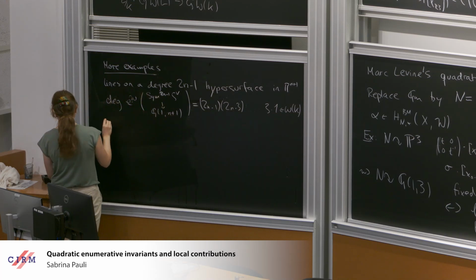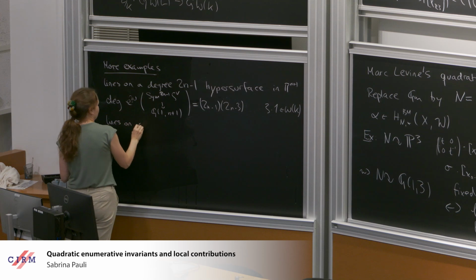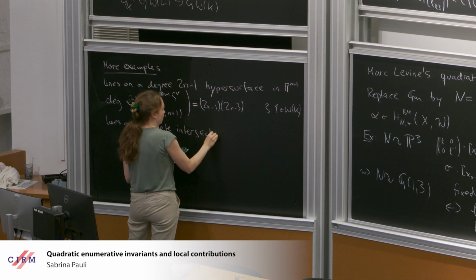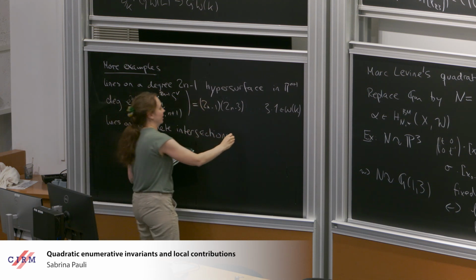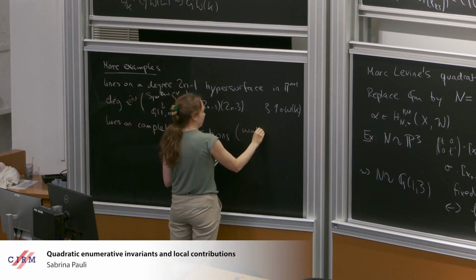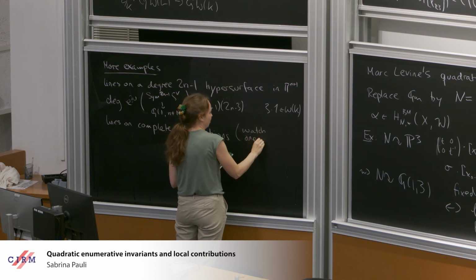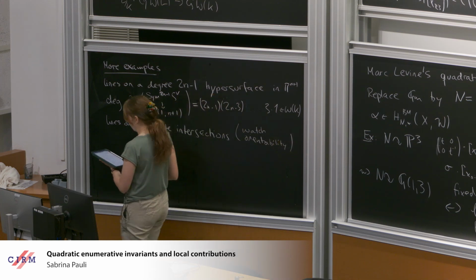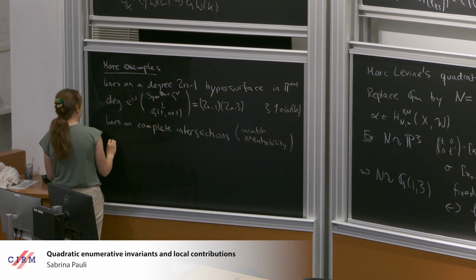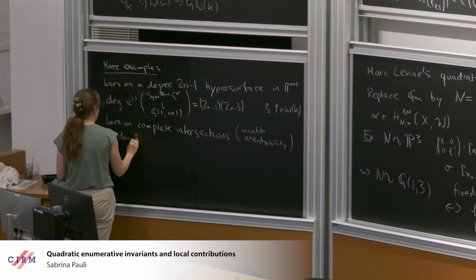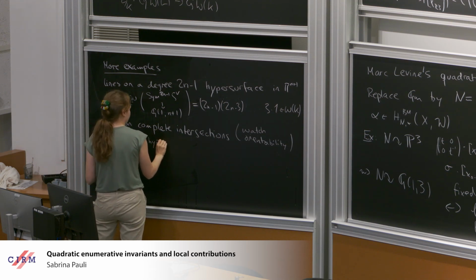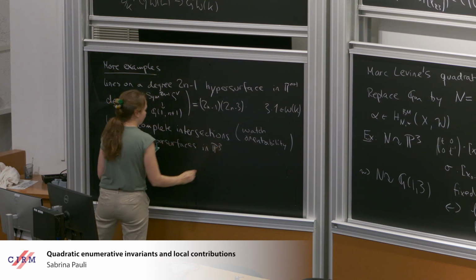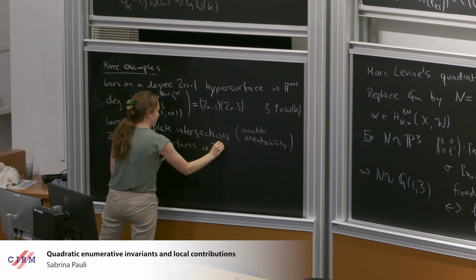You could also do lines on complete intersections. But this is always relatively orientable. Here you have to actually be careful. Sometimes this is not relatively orientable. So this doesn't always work, but for the following example it works. You could do two degree 3 hypersurfaces in P^3, not P^3, P^5, sorry.